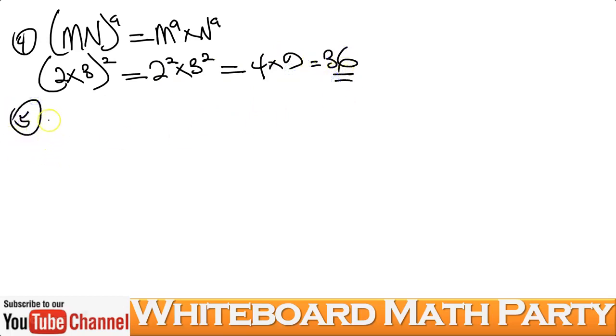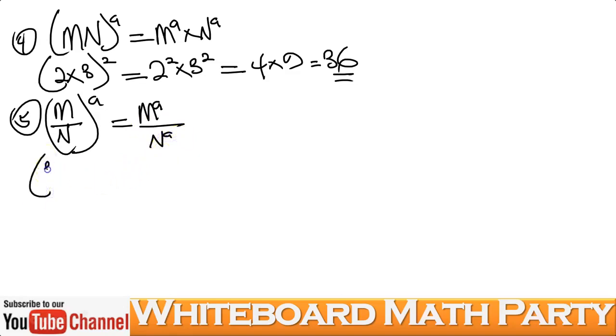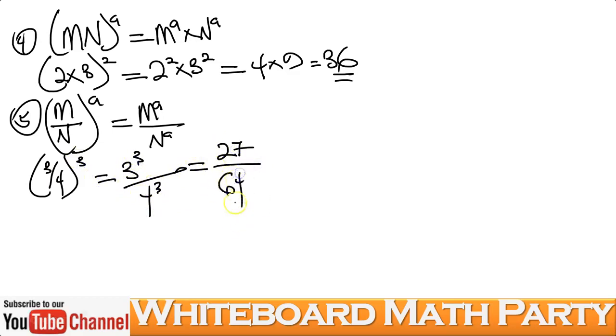Rule number 5. The fraction m divided by n, all raised to the power of a, is also the same as m to the power of a divided by n to the power of a. How can we apply this? Let's apply it immediately. 3 divided by 4, all raised to the power of 3, is the same thing as 3 raised to the power of 3 divided by 4 raised to the power of 3. If we further simplify this, 3 raised to the power of 3 is 27 and 4 raised to the power of 3 is 64. This is our answer. It's as simple as that.